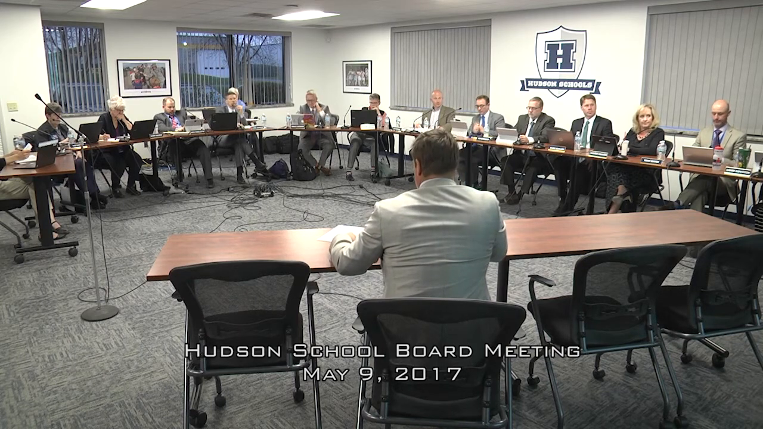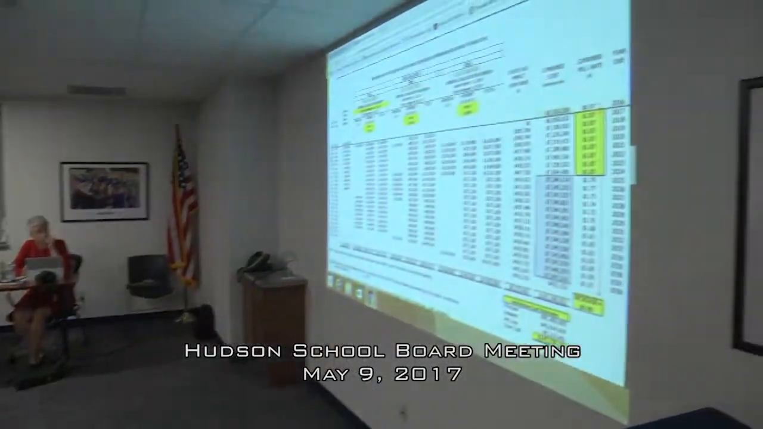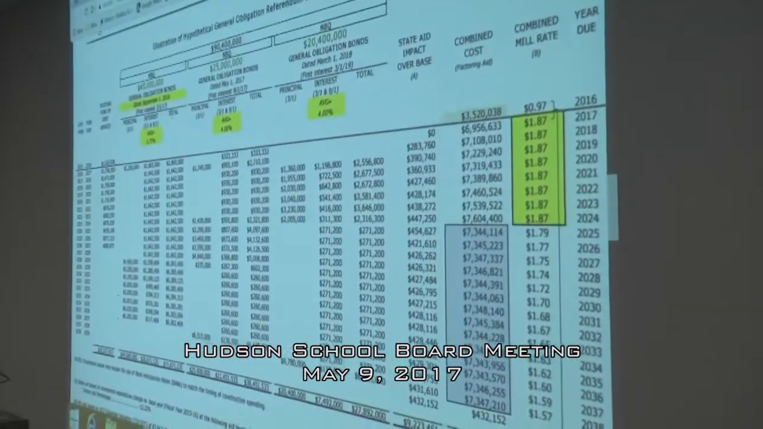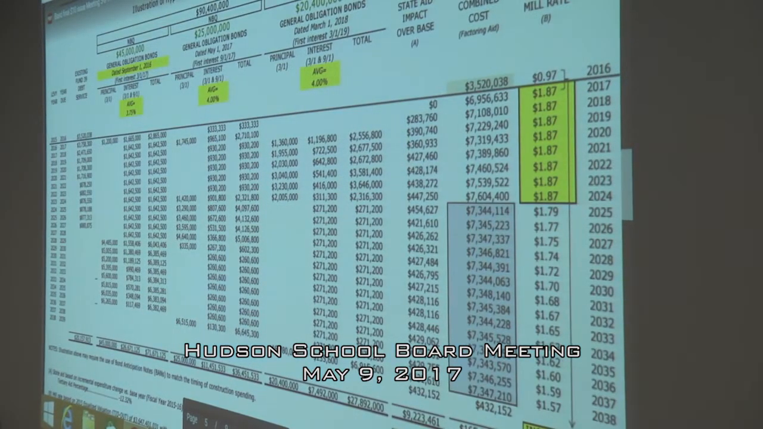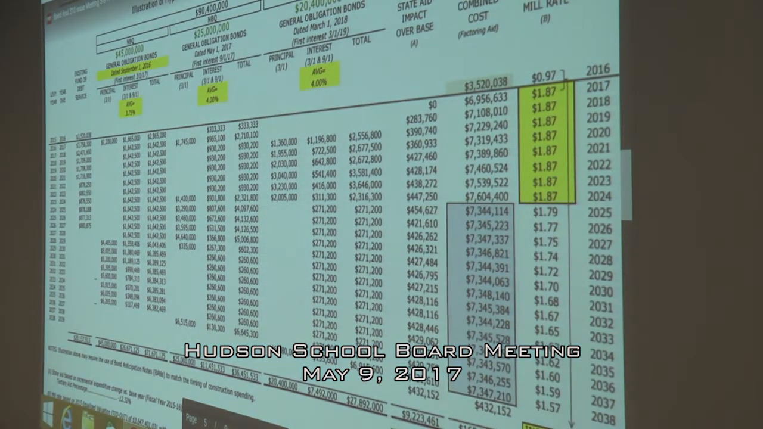So this was the original illustration. I just put it here as a reminder. We don't need to spend a lot of time aside from the goal was leveling out at $1.87, which represents a 90-cent increase over the pre-referendum debt mill rate of 97 cents. And the total principal, interest and state aid totaled about $145 million. So as we flip to the next page, Tim.